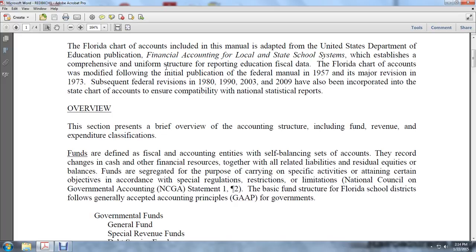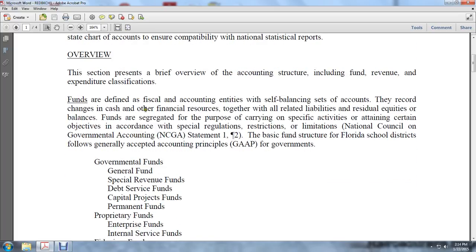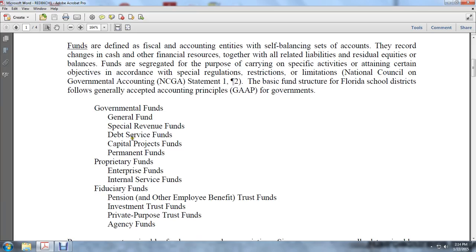The basic fund structure of the Florida school district follows the generally accepted accounting principles, GAAP, for government. Governmental funds are defined as general funds, special revenue funds, debt service funds, capital project funds, and permanent funds. Proprietary funds are in two categories: enterprise or internal service funds. Fiduciary funds include pension and other employee benefit trust funds, investment trust funds, private purpose trust funds, and agency funds.